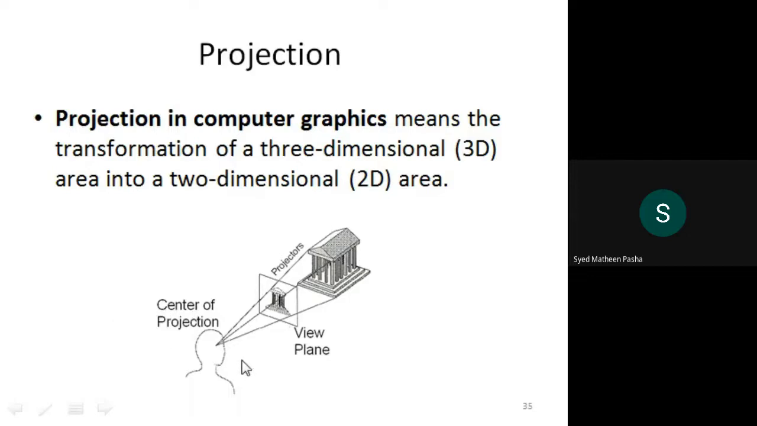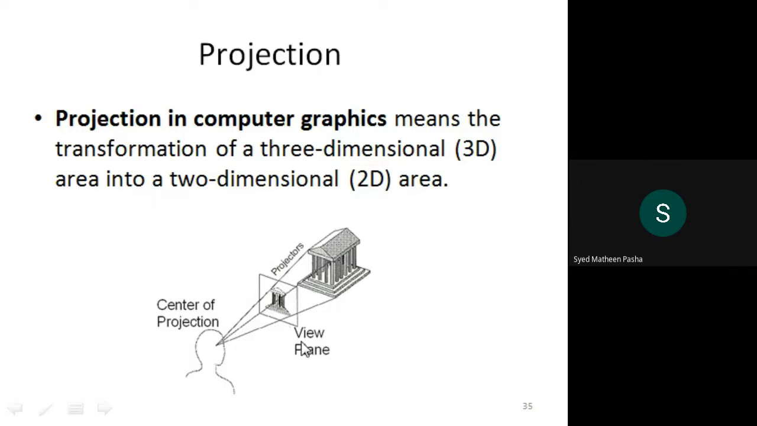Check out the example here. This is the view plane which has been represented. This is the center of projection. These lines represent the projectors, with respect to which the object is being projected onto the screen.